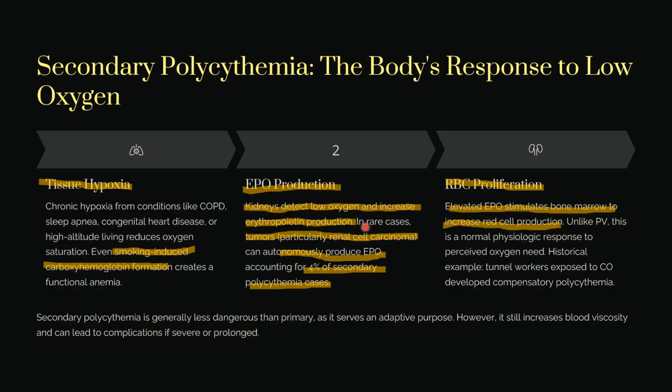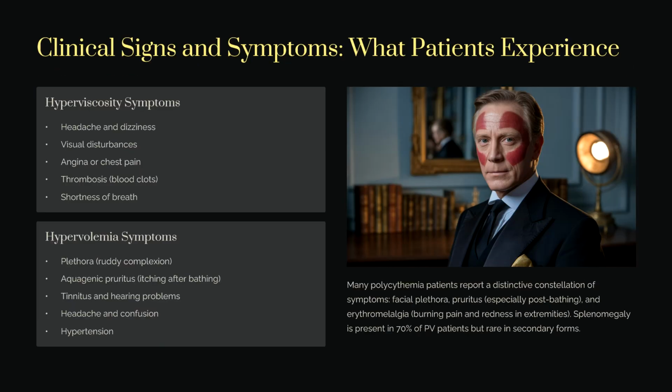So secondary polycythemia can be caused by these reasons: tissue hypoxia, then EPO production, and ultimately the result is RBC proliferation. What are the clinical signs and symptoms? What does the patient actually experience? There are two types of symptoms. Number one is hyperviscosity symptoms. Another one is hypervolemia symptoms. You should remember very crucially that there are two symptoms: hyperviscosity and hypervolemia.